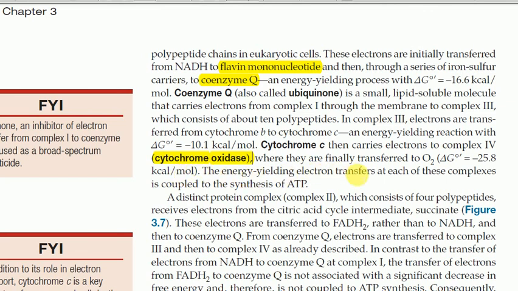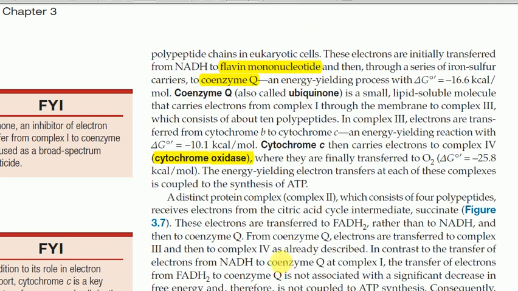The energy yielding electron transfers at each of these complexes is coupled to the synthesis of ATP. Now, tunafahamu kwamba energy yield inakuwa coupled to the synthesis of ATP. But the question comes, how does synthesis of ATP occur? Ndiko ambako tunarudi kwenye theory yetu ambayo tulidiscuss, Chemiosmotic Theory, ambayo ina-suggest the formation of ATP.